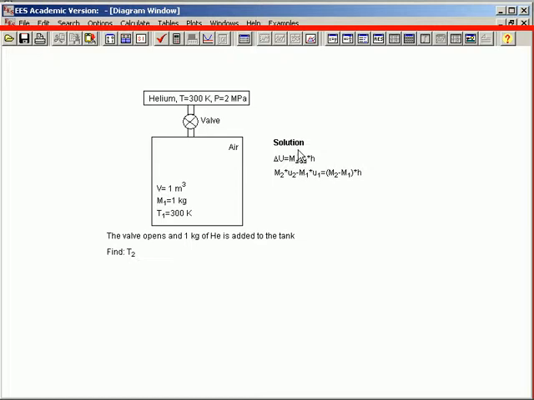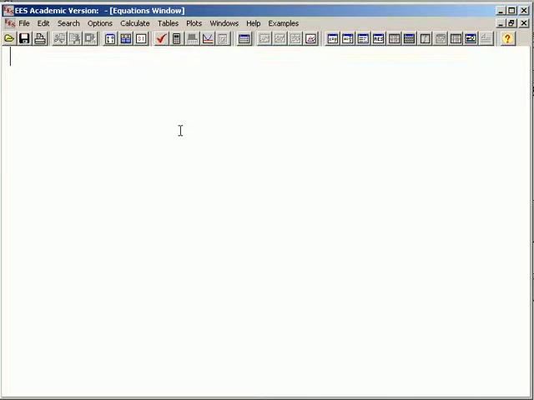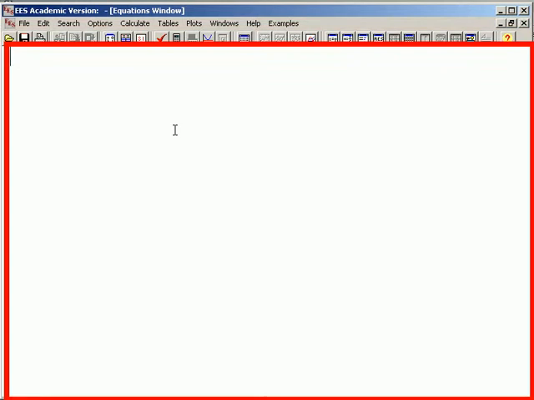Okay, and the solution is fairly straightforward. I've written it out here for you. The change in internal energy, so this is just the first law balance for this problem, is equal to the added mass times the enthalpy. And the change in internal energy is the mass in the tank at state 2 times its internal energy minus, of course, m1 u1. The mass added is m2 minus m1, and the enthalpy is h. So if we go back now to the equation window, we can go ahead and start to solve this problem.